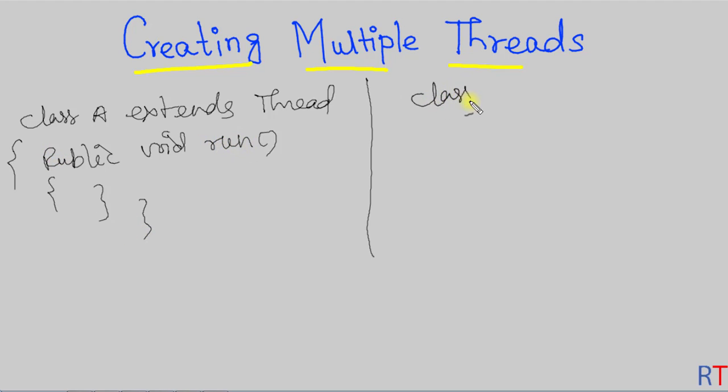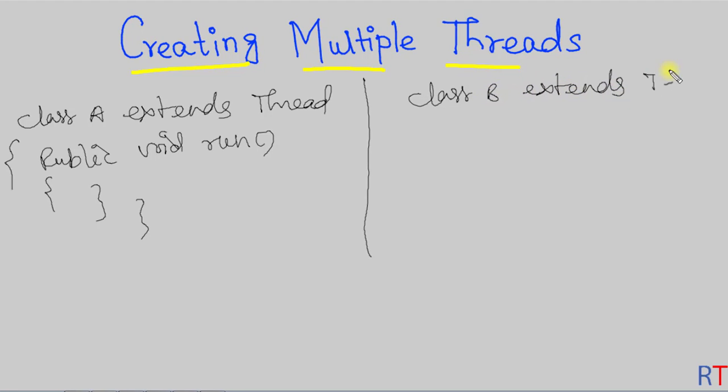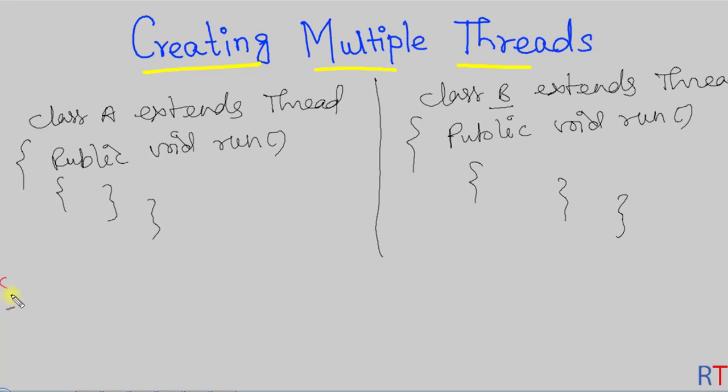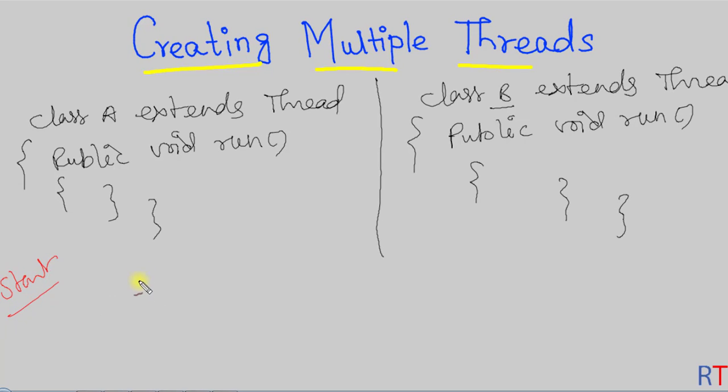Similarly, we have to create another class B and it should also extend the Thread class, and inside the class B we have to define the run method. Now to start the thread, we have to create an object of class A like obj_a and call the start method, and also create an object of class B like obj_b and call the start method.